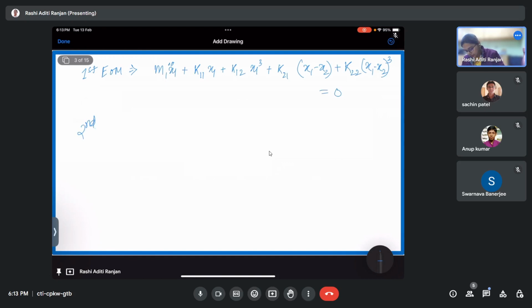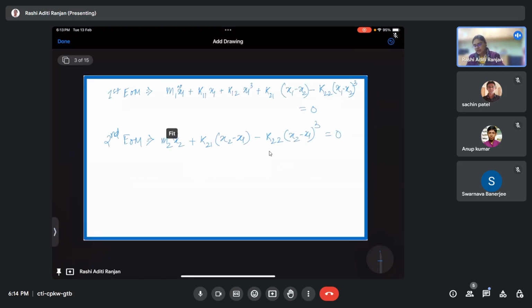My second equation of motion will be m2 x2 double dot plus k21 (x2 minus x1). Okay, see, I have made a mistake here. Here it will be minus, isn't it? k21 (x2 minus x1), and then there will be minus k22 (x2 minus x1) whole cube equal to 0. So essentially I have the equations of motion.